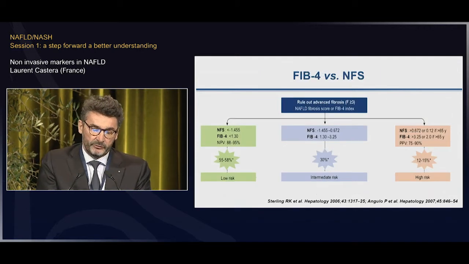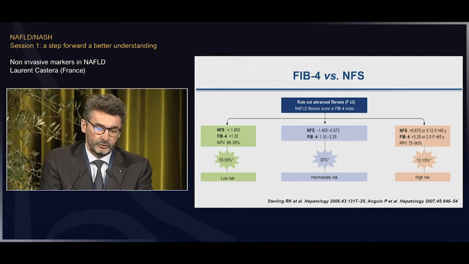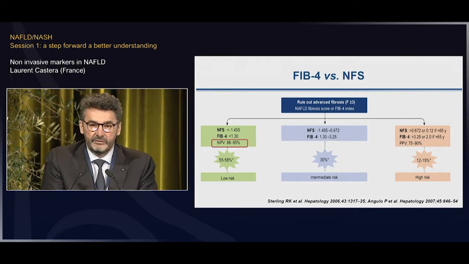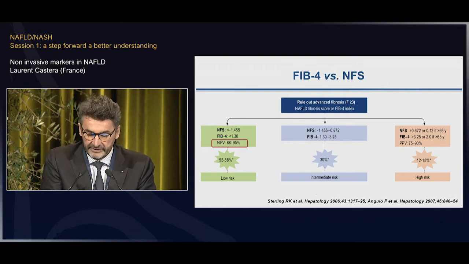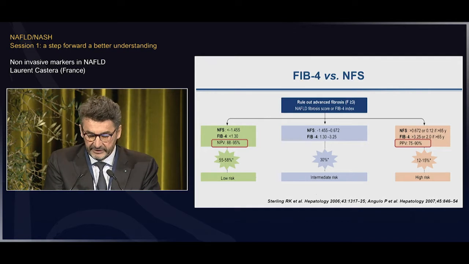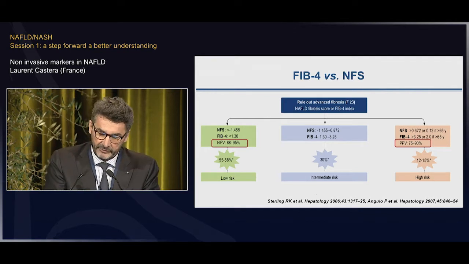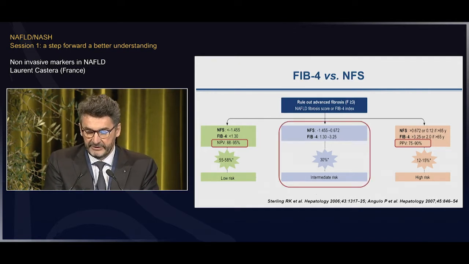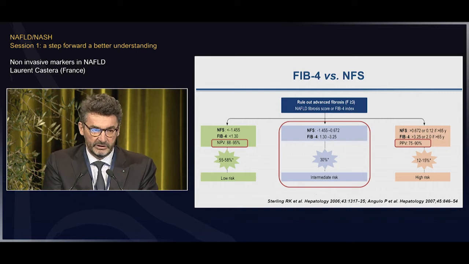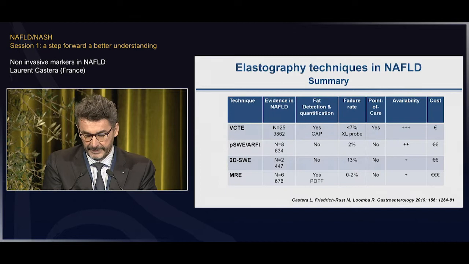Now, if we look at FIB-4 and NFS, they have two cutoffs, as you know, and a high negative predictive value when you're in the low risk, and decent positive predictive value in the high risk, which is about 15% of the patients. But the main drawback is the intermediate zone, because around 30% fall between the two cutoffs, and you cannot correctly classify them.